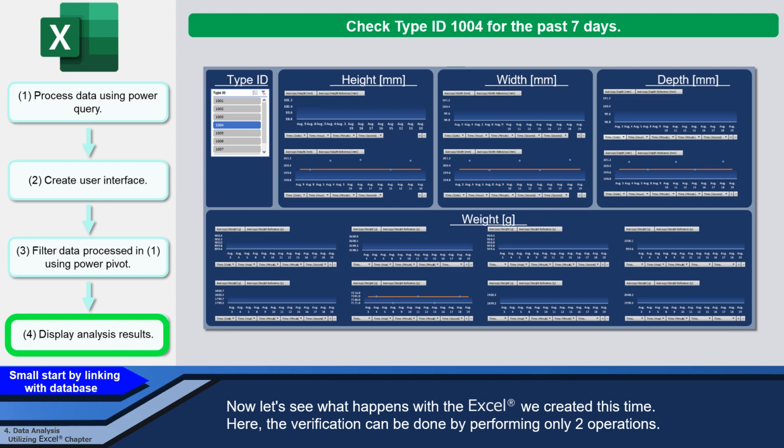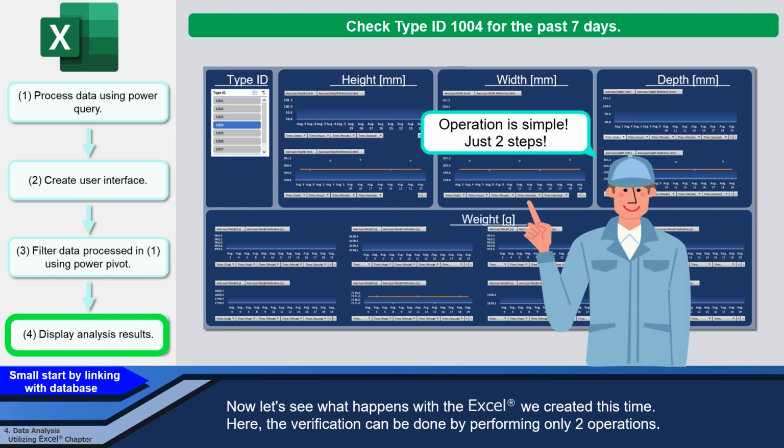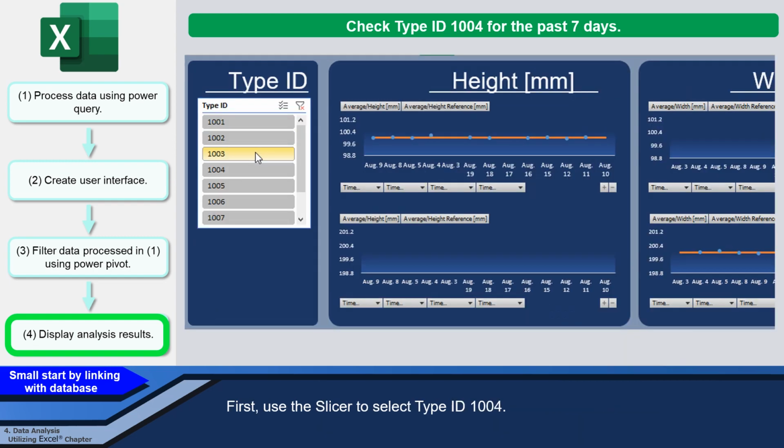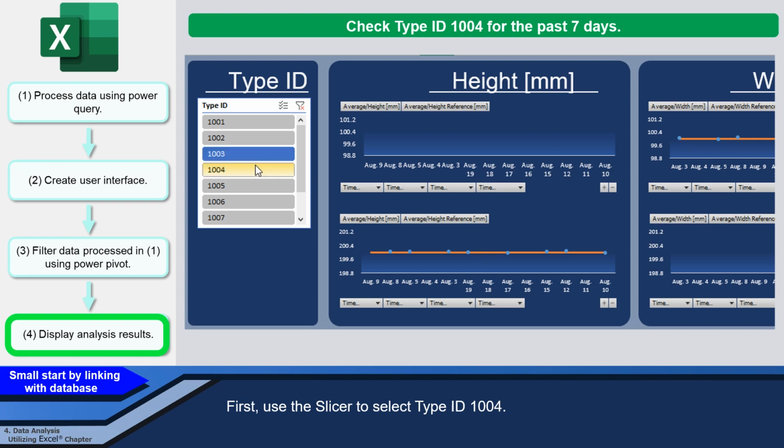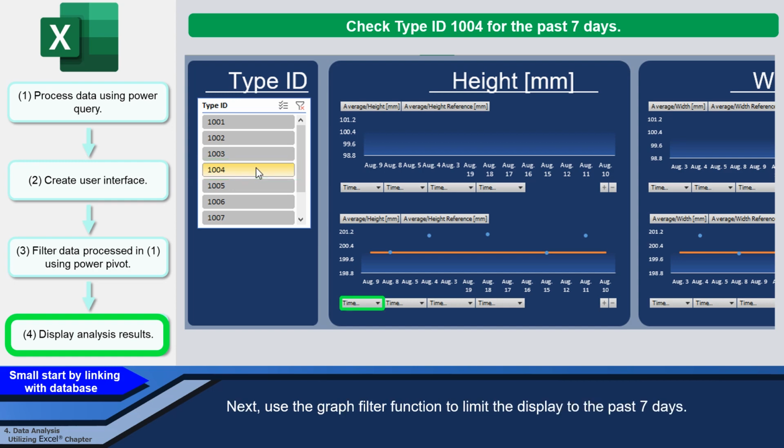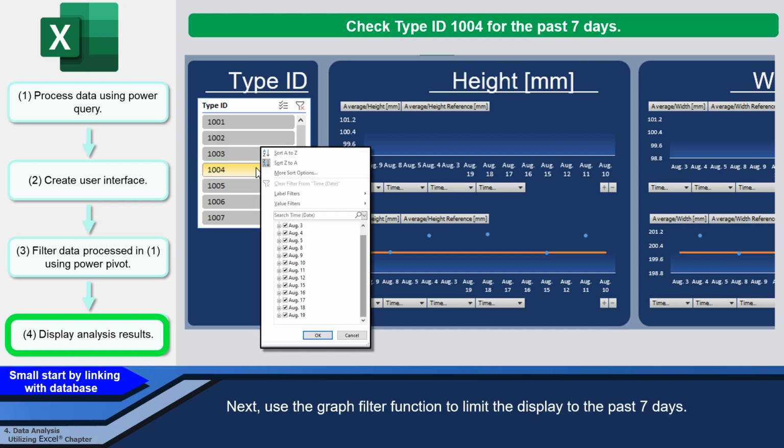Now let's see what happens with the Excel we created this time. Here, the verification can be done by performing only 2 operations. First, use the slicer to select type ID 1004. Next, use the graph filter function to limit the display to the past 7 days.